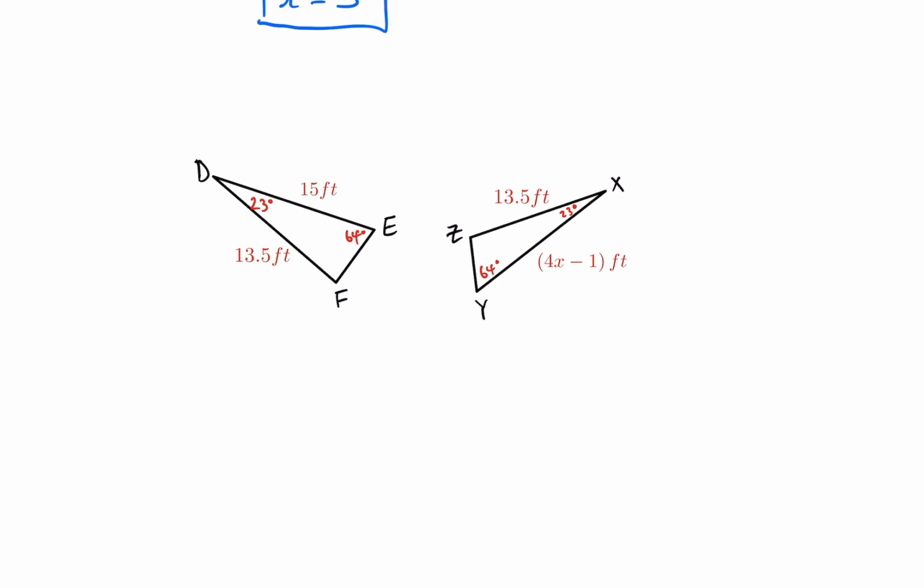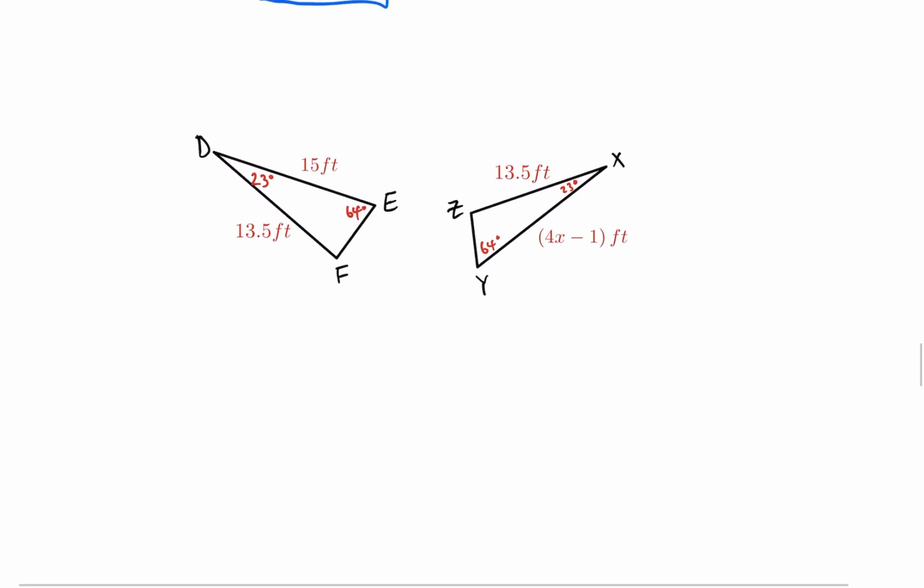So what we have here is an angle, angle, side scenario for triangle DEF, and same for triangle XYZ. We have angle, angle, side. So based on those parameters, we've determined that both of those triangles are congruent, and because they are congruent, then all of the sides are also congruent.